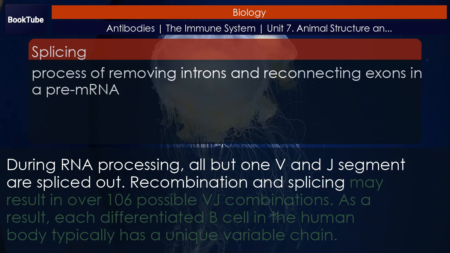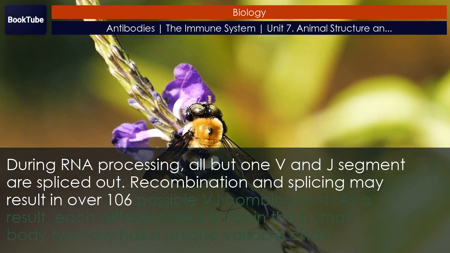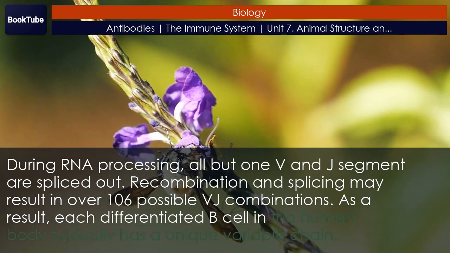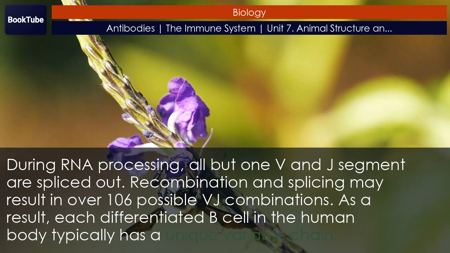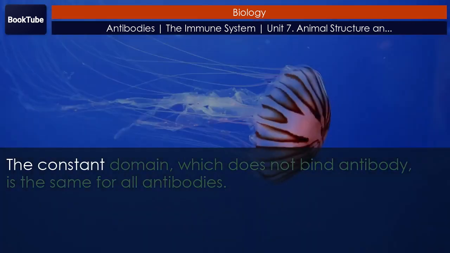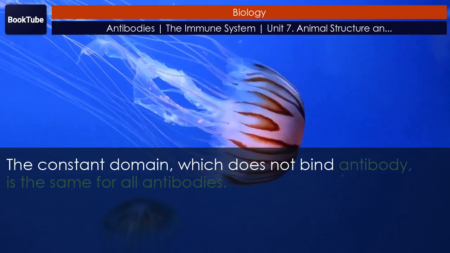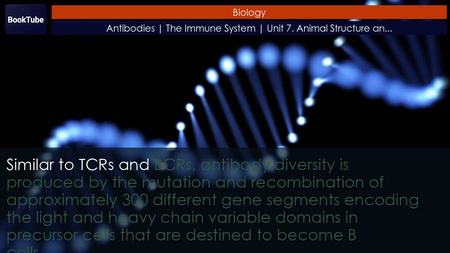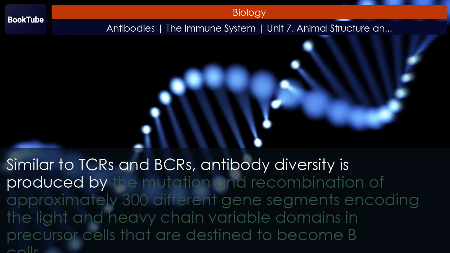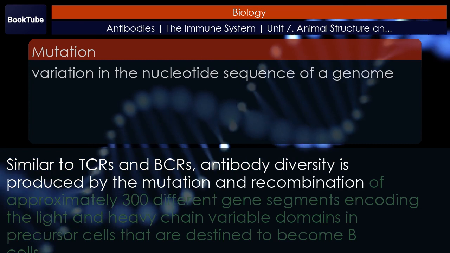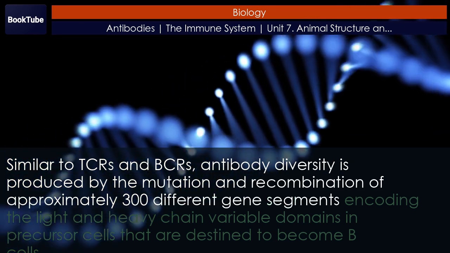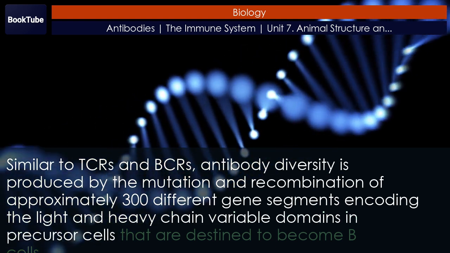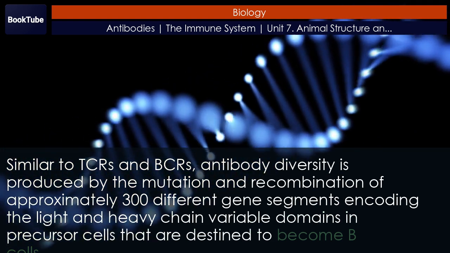Recombination and splicing may result in over 10^6 possible VJ combinations. As a result, each differentiated B cell in the human body typically has a unique variable chain. The constant domain, which does not bind antigen, is the same for all antibodies. Similar to TCRs and BCRs, antibody diversity is produced by the mutation and recombination of approximately 300 different gene segments encoding the light and heavy chain variable domains in precursor cells that are destined to become B cells.